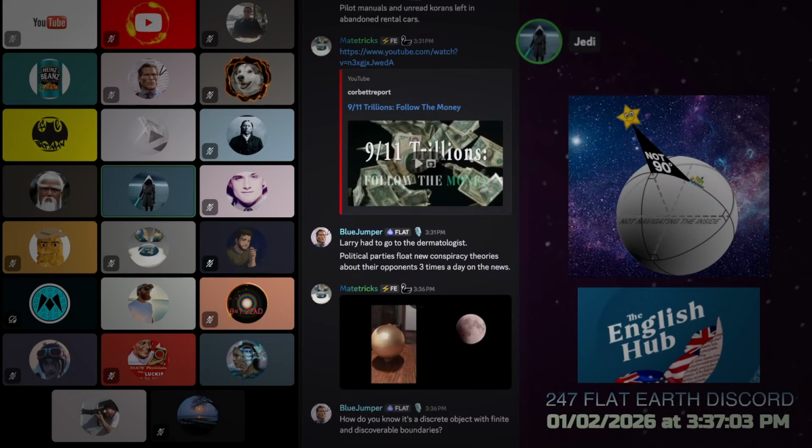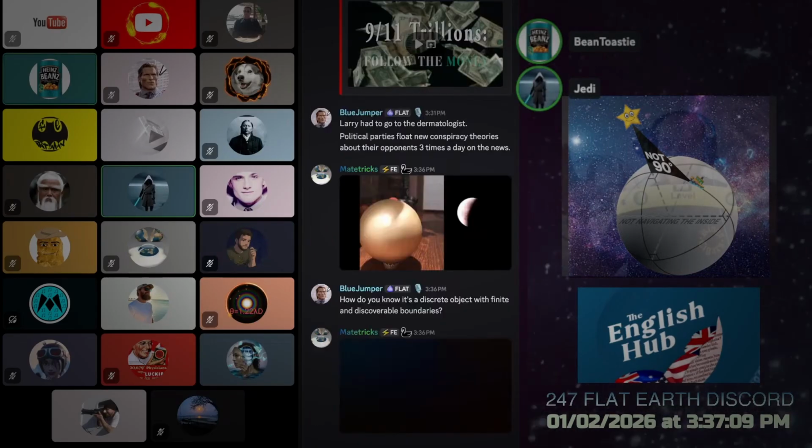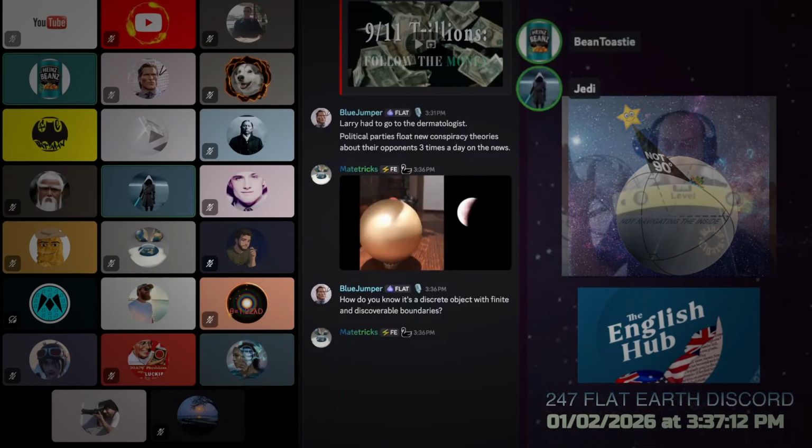What? It's a curved surface. It's a sphere. As the shadow passes over that curved surface, I can see a curved shadow on the moon.